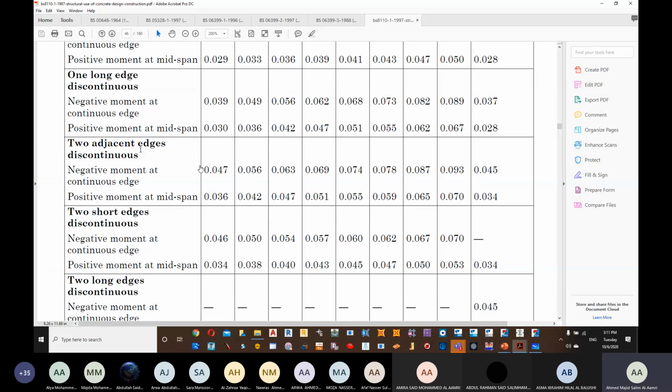Once again, two adjacent edges discontinuous means that two are discontinuous and two are continuous. When I say adjacent, it means near to each other, so one long and one short. Not always. This is what I say for you, it's not always.